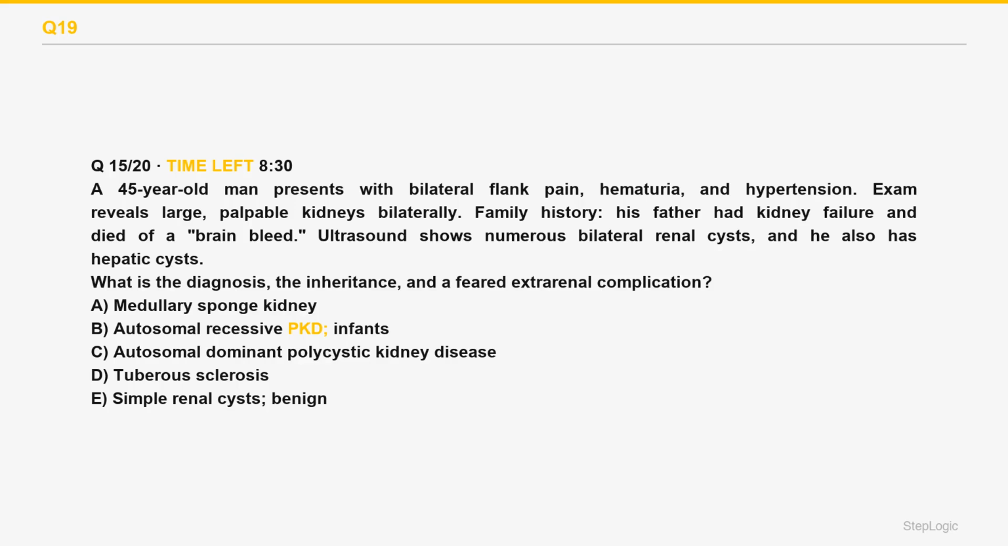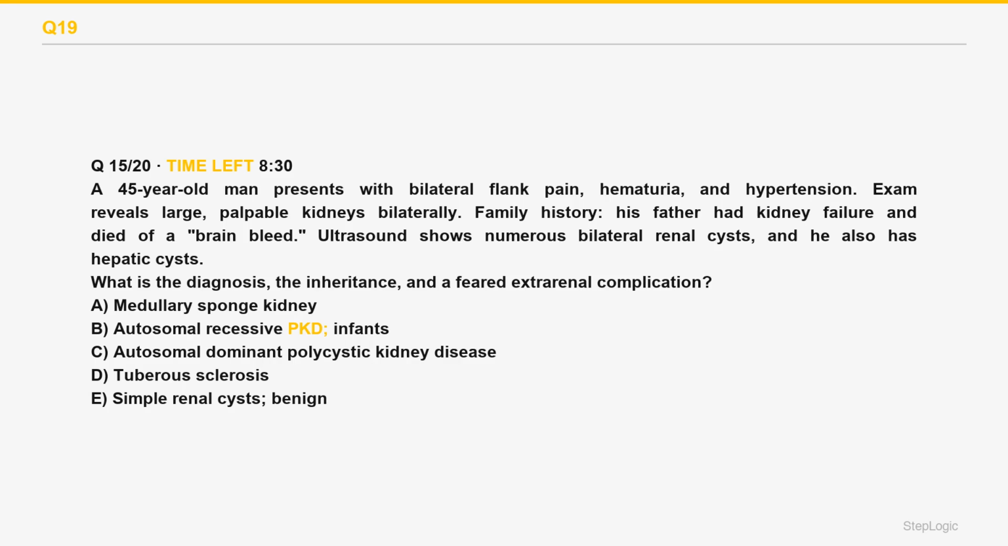What is the diagnosis, the inheritance, and a feared external complication? A 45-year-old man presents with bilateral flank pain, hematuria, and hypertension. Exam reveals large palpable kidneys bilaterally. Family history: his father had kidney failure and died of a brain bleed. Ultrasound shows numerous bilateral renal cysts, and he also has hepatic cysts.